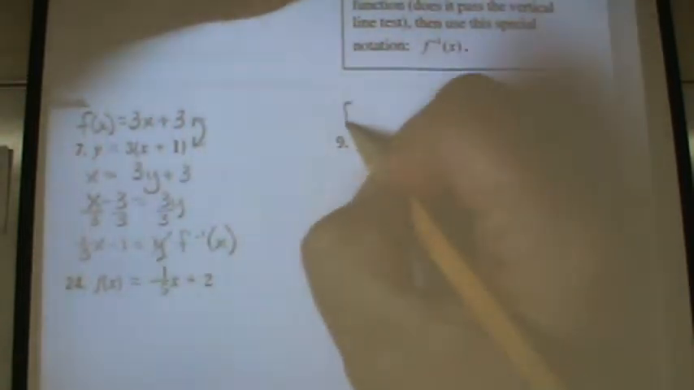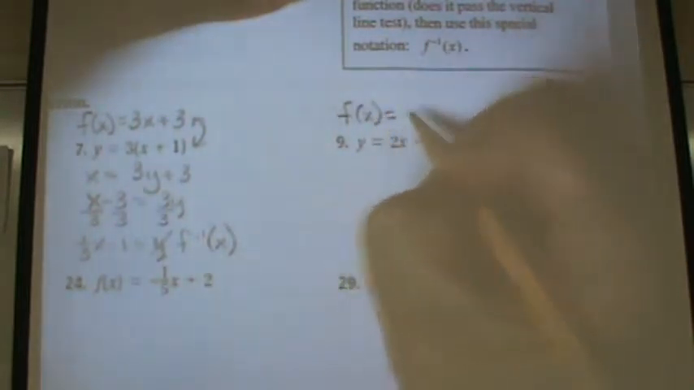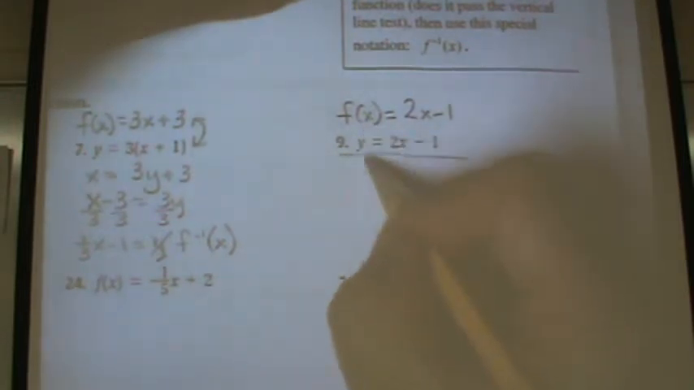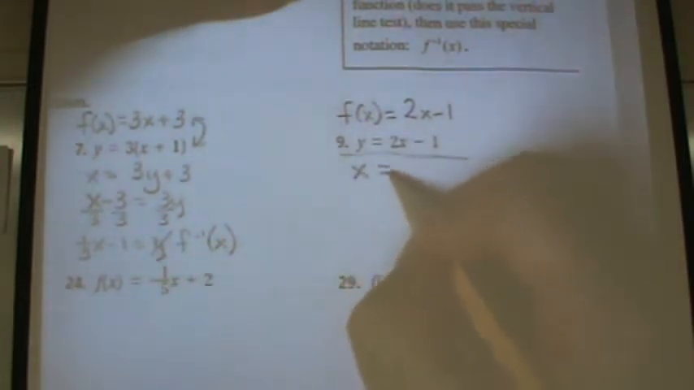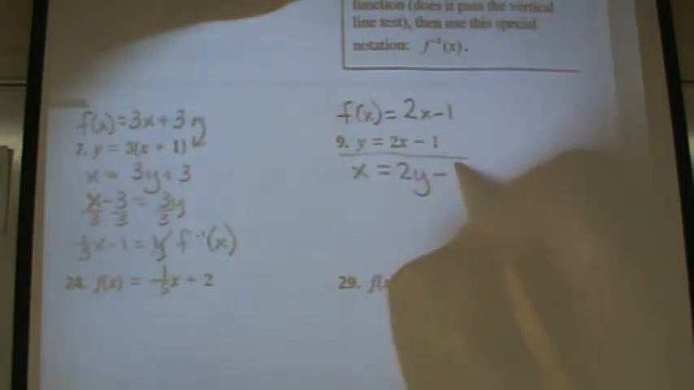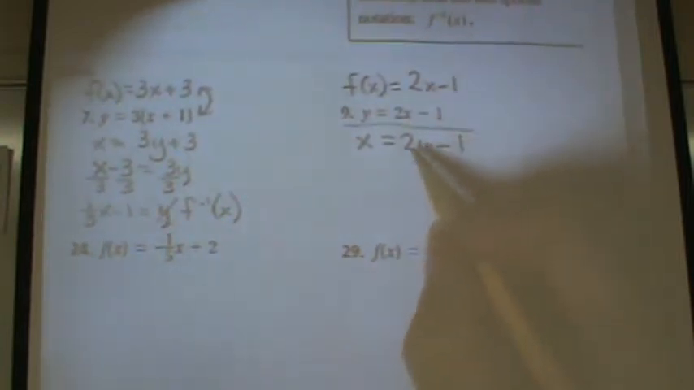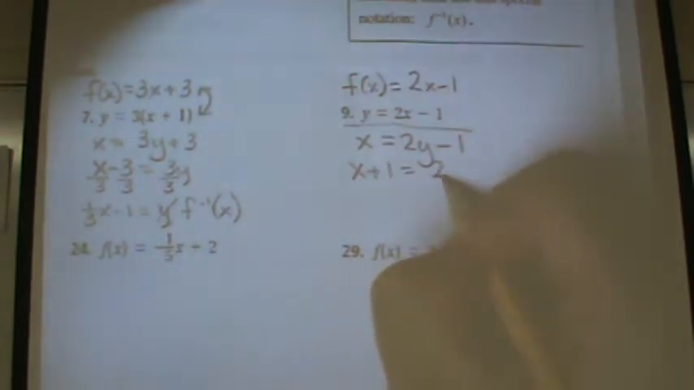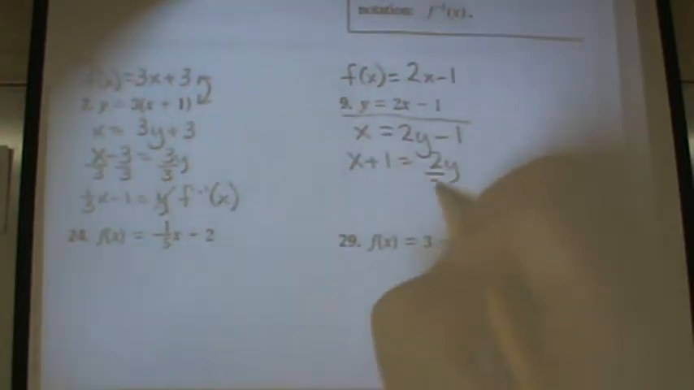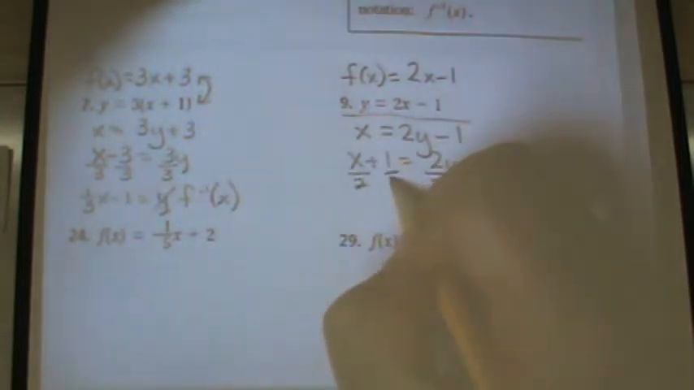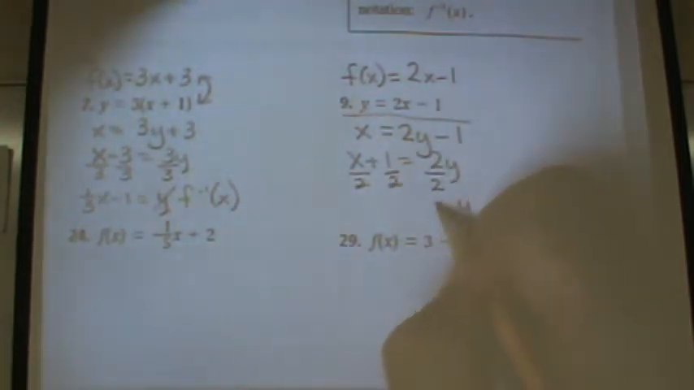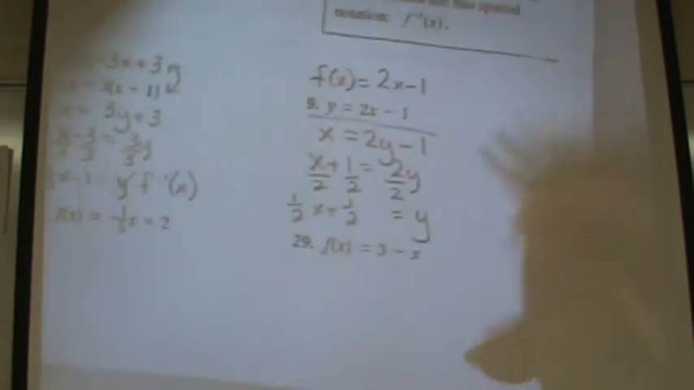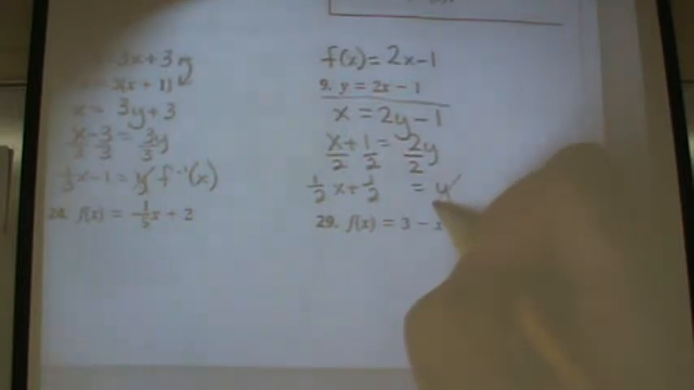Now this is f of x is equal to 2x minus 1. How do you find the inverse? You're going to write this as y, switch the x and the y around, and resolve for y. How do you get y by itself? What do you do with this minus? Add 1. X plus 1 equals 2y, divided by 2. So y is equal to 1/2 x plus a half. Now instead of writing y, what are you going to write?